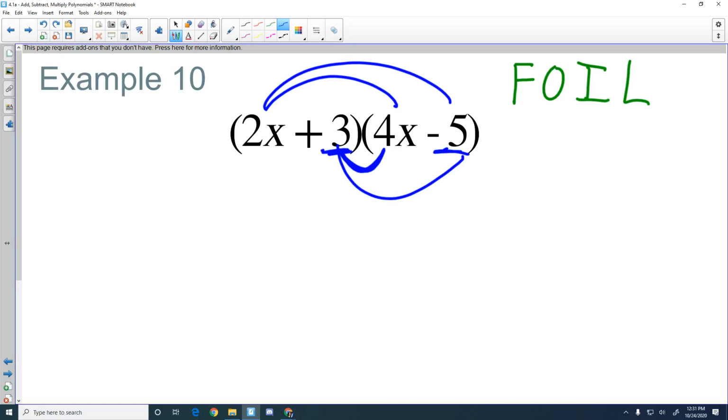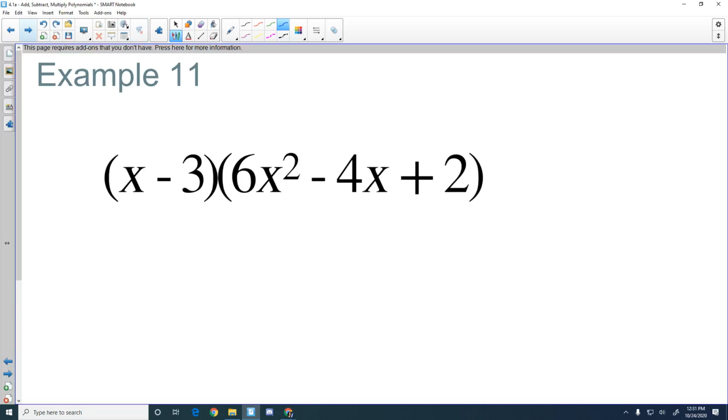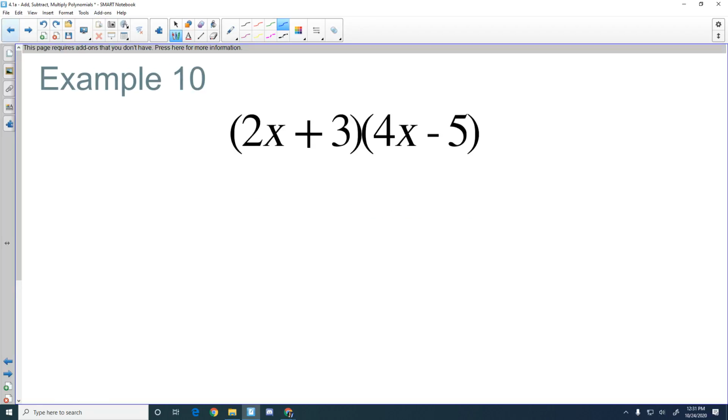However, I don't want you to think of FOIL. I don't want you to use FOIL because it's limiting, because it only works for a binomial times a binomial, and that won't always be the case. Like example 11, that's a binomial times a trinomial. Well, that's going to be something different. So instead of thinking about foiling, here's the better way to go about this.